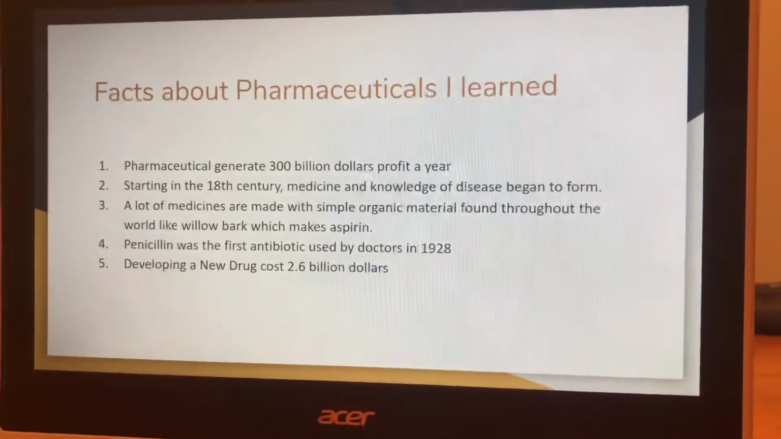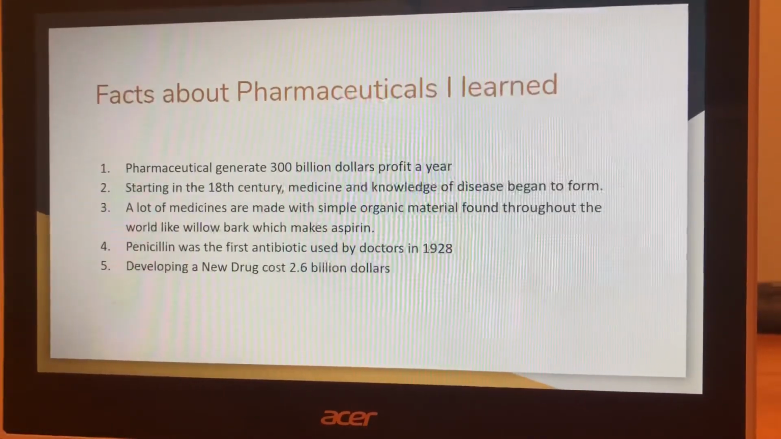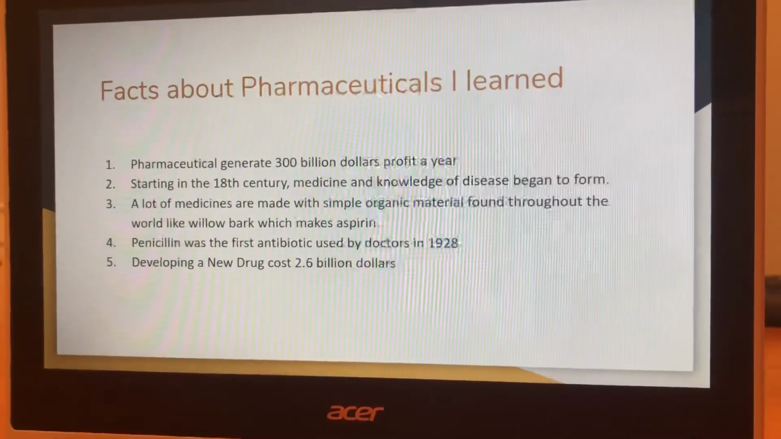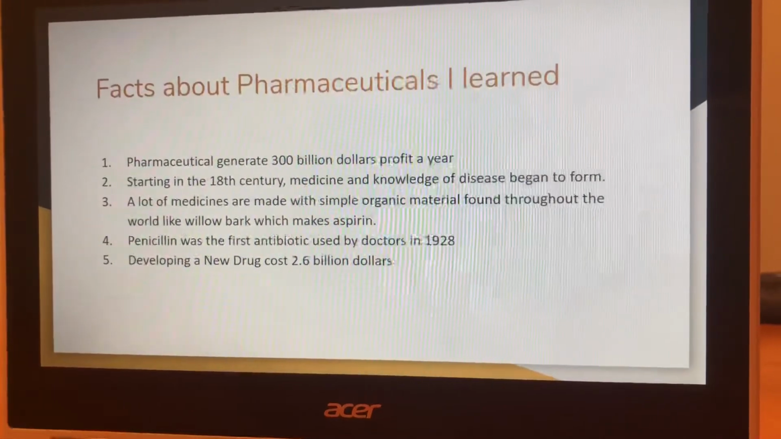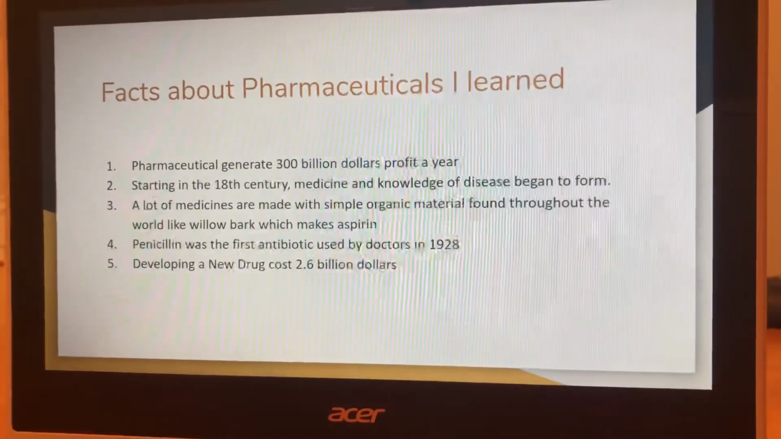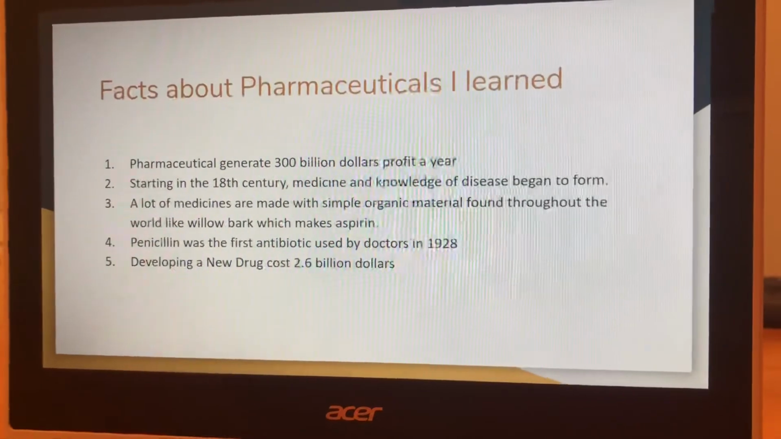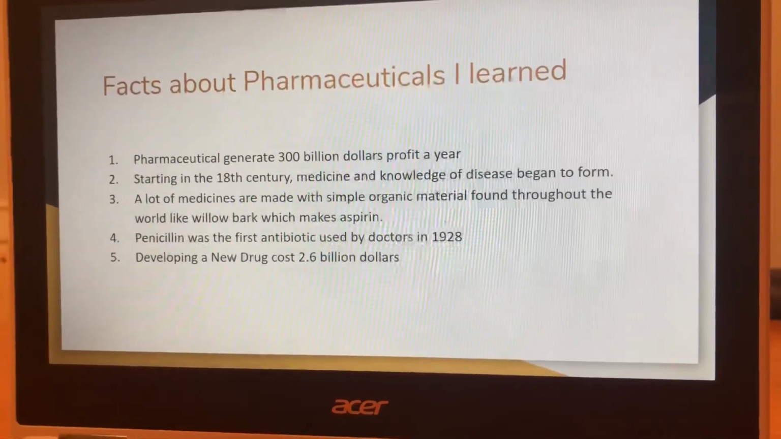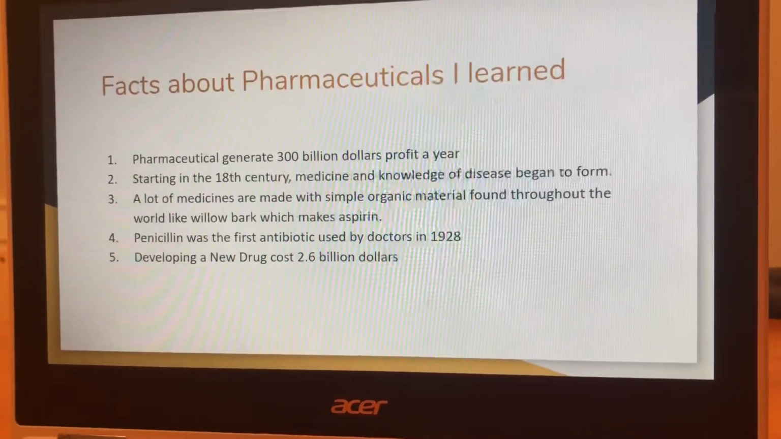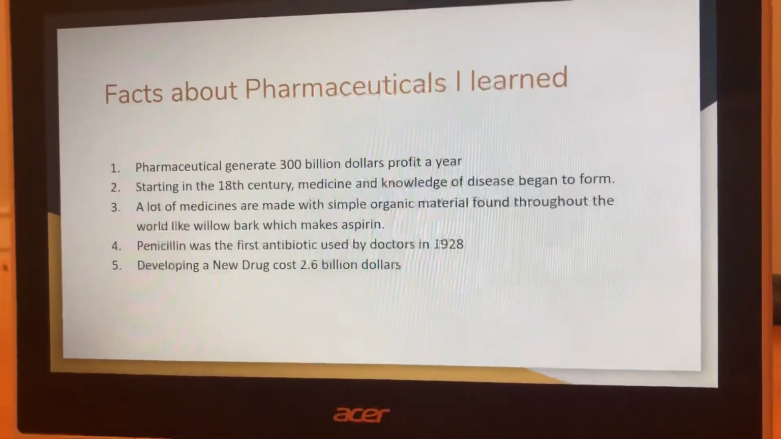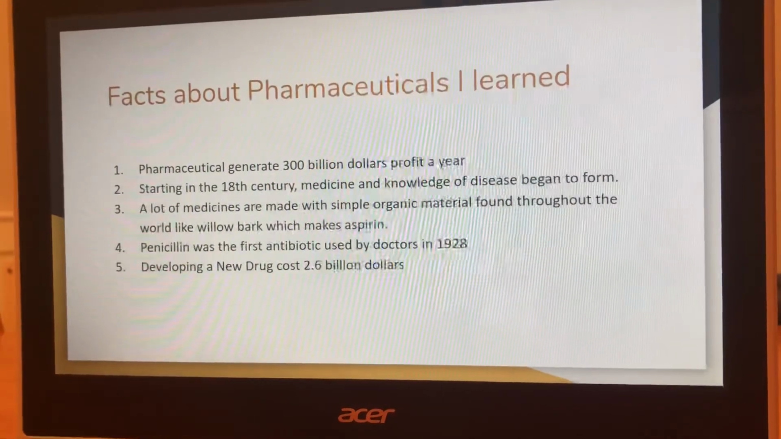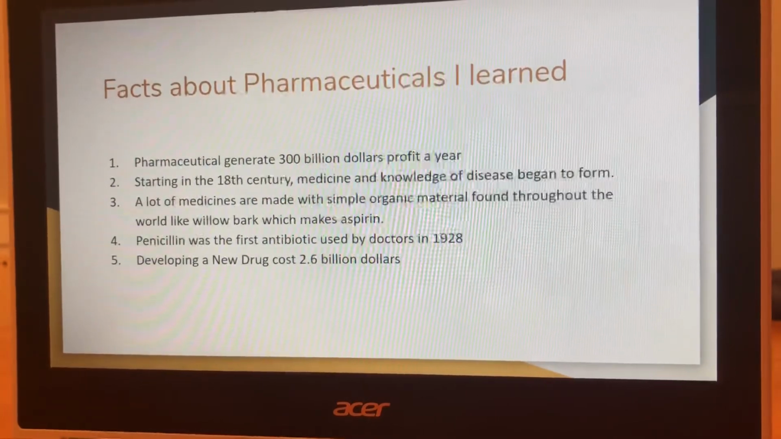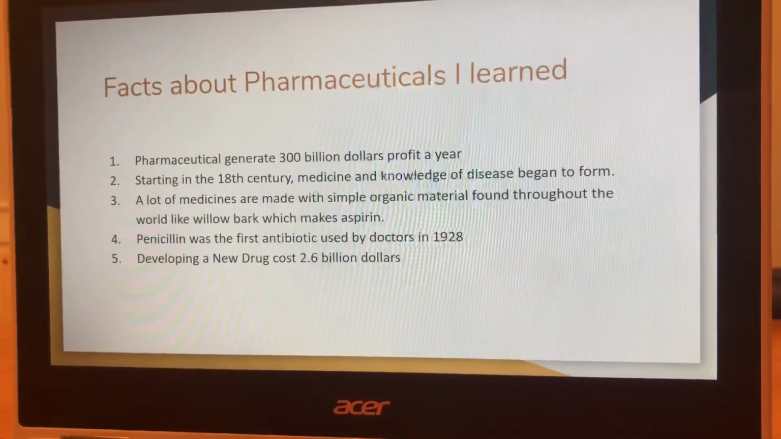And here are just a few facts that I learned about pharmaceuticals over my research. Pharmaceuticals generate over $300 billion of profit a year, and this is just one company. Pharmaceuticals were invented in the 18th century, and this is when types of medicine and knowledge of disease began to form. A lot of medicines are made up of simple organic materials found throughout the world, like willow bark, which makes aspirin.